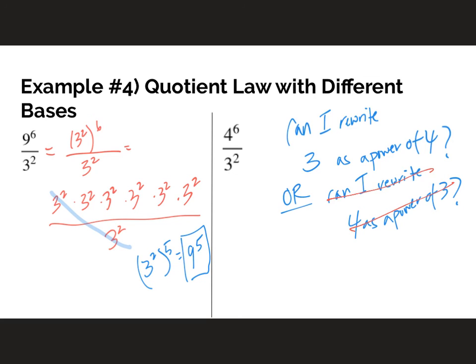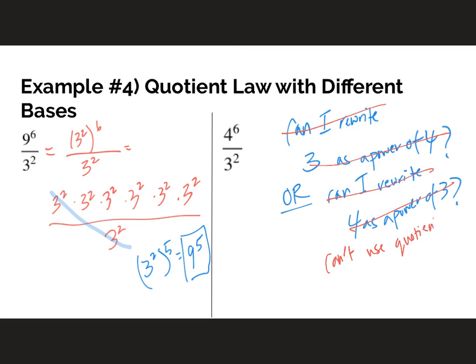Let me try out the other option. Can I rewrite 3 as a power of 4? Okay, so 4 to the first power is 4. That's not 3, so that's not going to work. 4 to the second power is 16. I went past 3. That's not going to work either, right? So I can't rewrite either of these bases in the form of the other, right? And so because of that, I can't use my quotient rule.